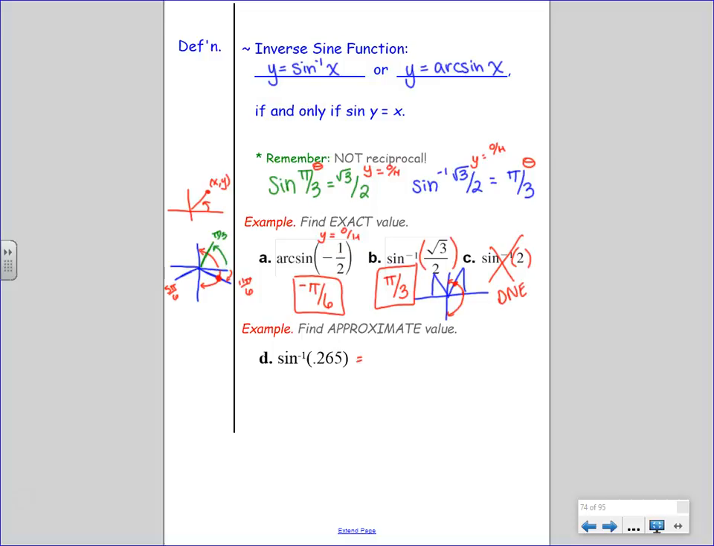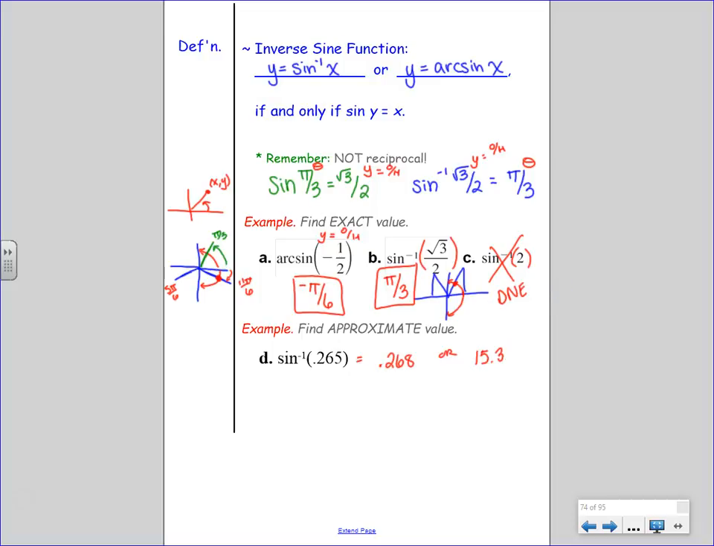Different modes, yeah, that can make a difference. Someone tell me what answer you get. 0.268. There should be one other possible. Did anybody get another answer? 15.37.